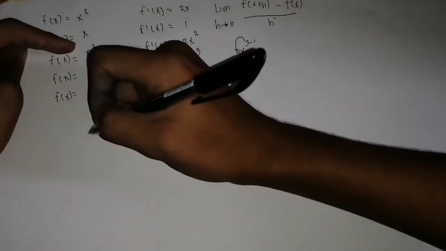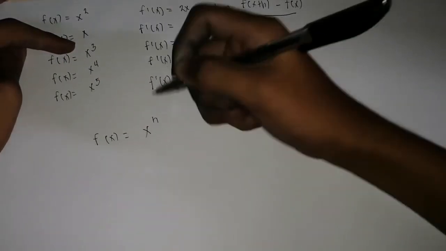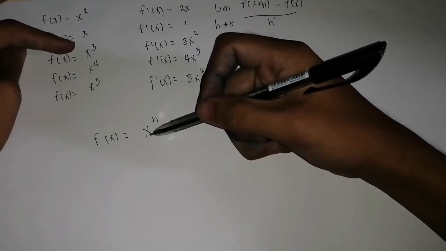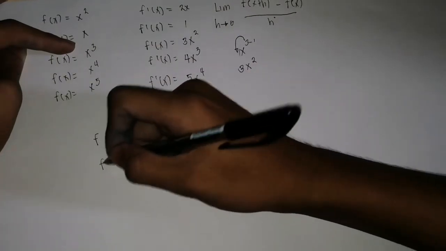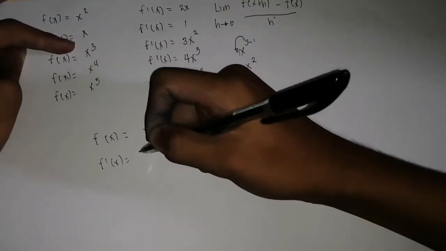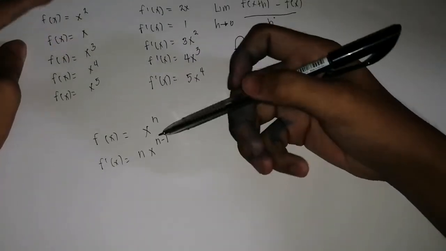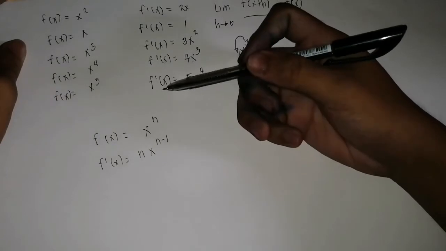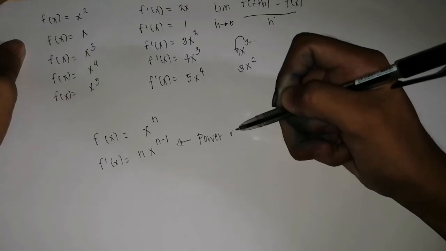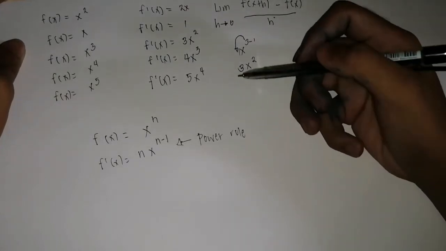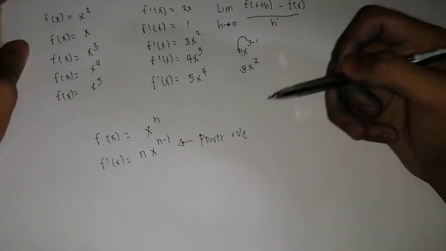Now, if f of x is equal to x raised to n, wherein x is the variable and n is the exponent, the derivative is f prime of x equals nx raised to n minus 1. When you use this, you get the derivative. And this is called the power rule, wherein you multiply by the power, then subtract 1 from it.